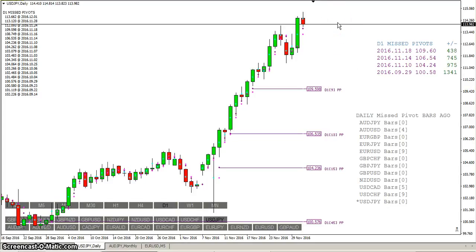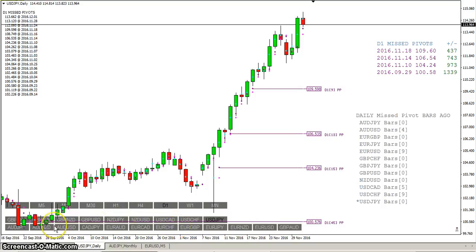So we've got about an hour and 20 minutes before the end of the session. Maybe the yen hits it, maybe it doesn't, but chances are tomorrow it's going to come down and take out that pivot at 113.66. So that's what I'm looking forward to. So that's pretty simple. We can, of course, look at other pairs.